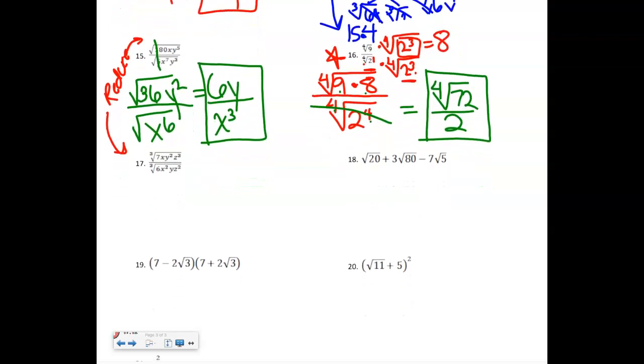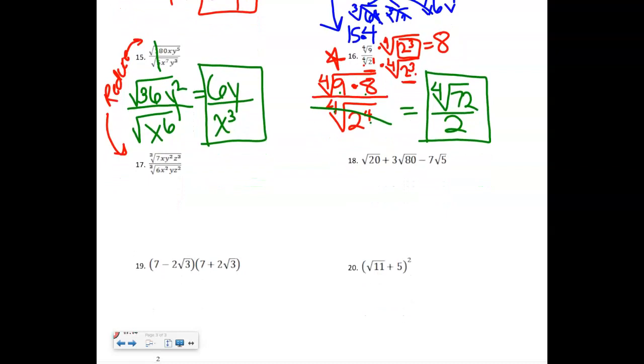Now 17 is a combination of 15 and 16. The fact that we're going to have to simplify and then multiply what we're missing by. Okay. So on this one, I can't do anything with the 7 and the 6, so I just got to bring those down. My x's, I can subtract those, so I'm just going to have 1 x on bottom. My y's, I'm going to subtract. I'm just going to have 1 y on top. And my z's, I also will only have 1 on top.